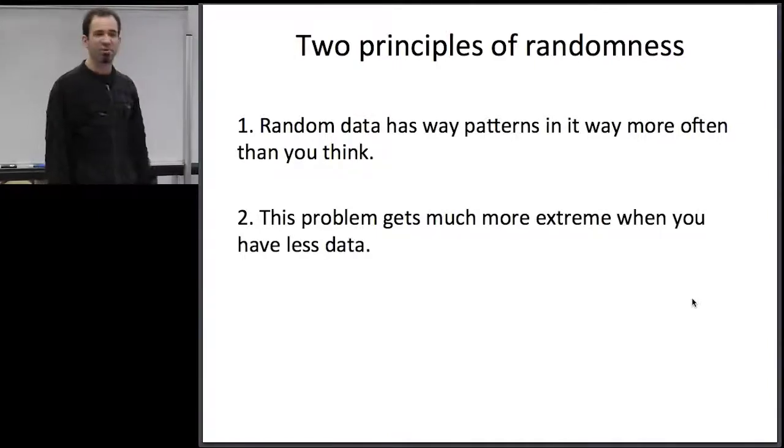All right, most people have a really skewed conception of what randomness looks like. Randomness has way more pattern in it than you might imagine it does. And two, it varies based on how much data you have. And in fact, it varies based on the square root. If you have 4 times as much data, you can expect half as much variance.